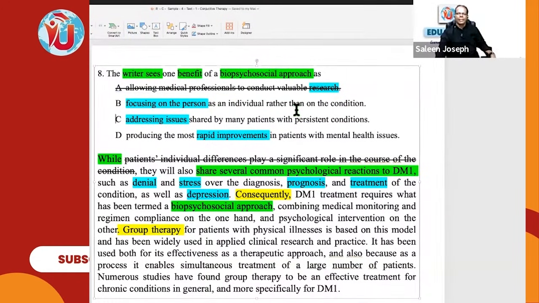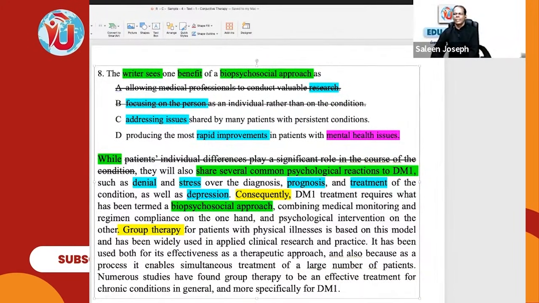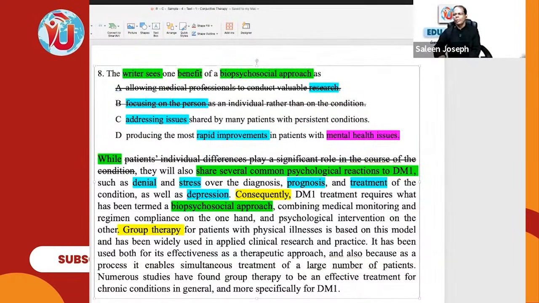Focusing on the person as an individual rather than on the condition. Here they are focusing on the therapy, right? The previous paragraph was speaking about focusing on the condition. This one is speaking about the biopsychosocial approach of treating it. Fourth one, producing the most rapid improvements in patients with mental health issues. Are we concerned about mental health issues here? In the heading, what condition is mentioned? Diabetes. No, even the general heading of the text. Diabetes, yeah. Type 1 diabetes. Okay, so mental health, they will never speak about how rapid improvements in mental health patients can be brought in. This is not psychiatry. This is the department of diabetes. Do you treat mental health patients in the diabetes department?